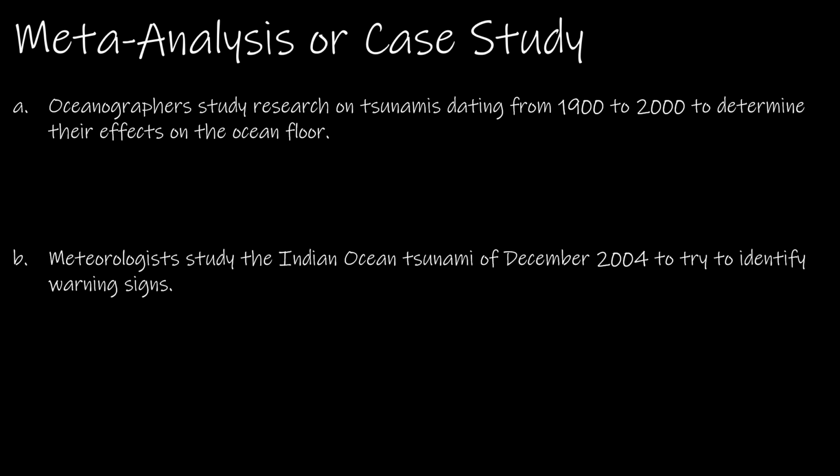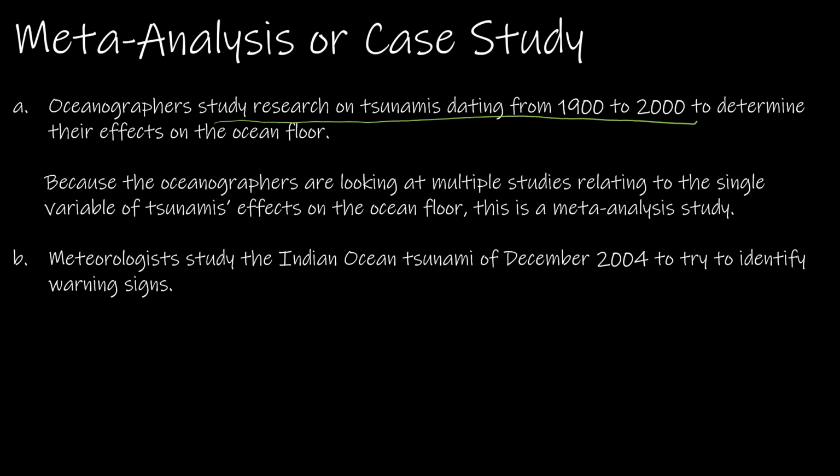Now this one's specific to meta-analysis or case study. So if you'll remember, meta-analysis is if we're looking at several studies that have already occurred and then determining whatever outcome from those studies. A case study is looking at several variables that might affect an outcome. So for A, oceanographers study research on tsunamis dating from 1900 to 2000 to determine their effects on the ocean floor. So again, we're looking at studies that have already happened over this time period. This is going to be meta-analysis.